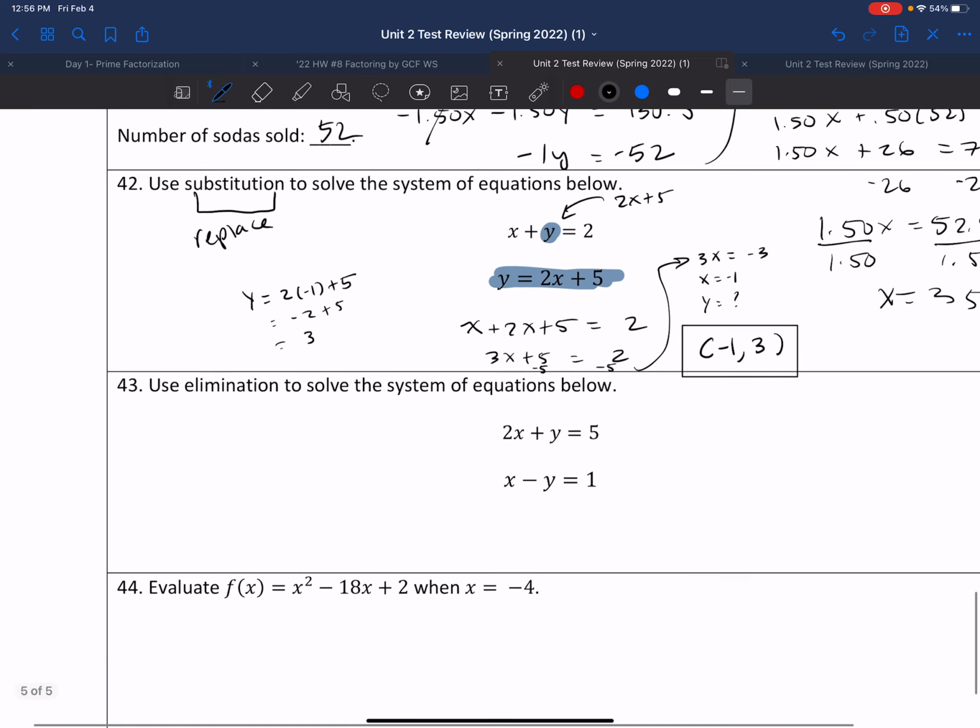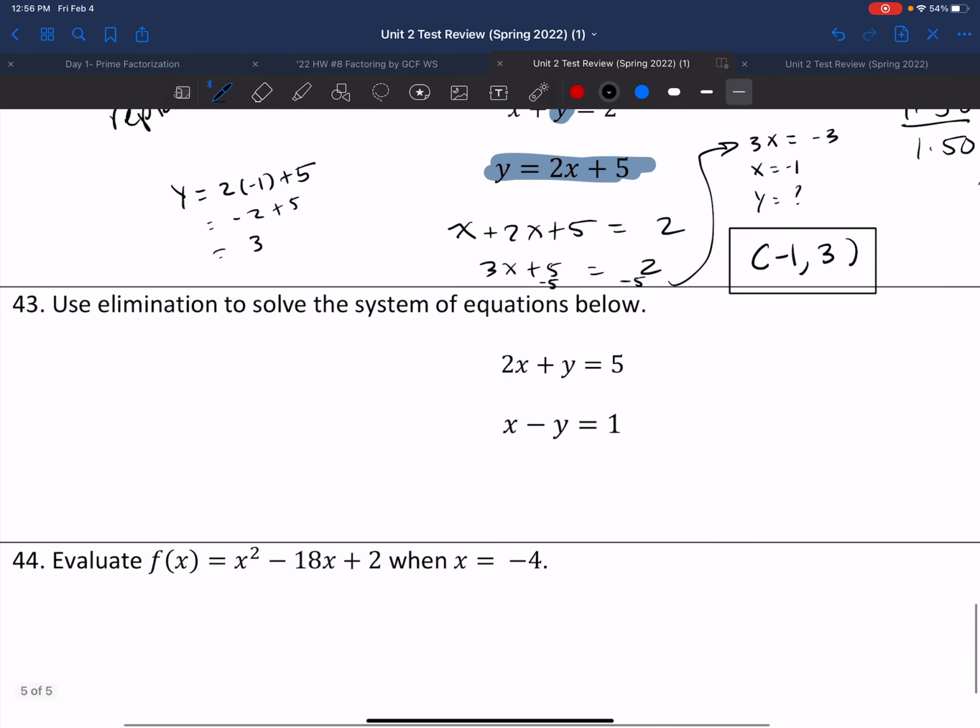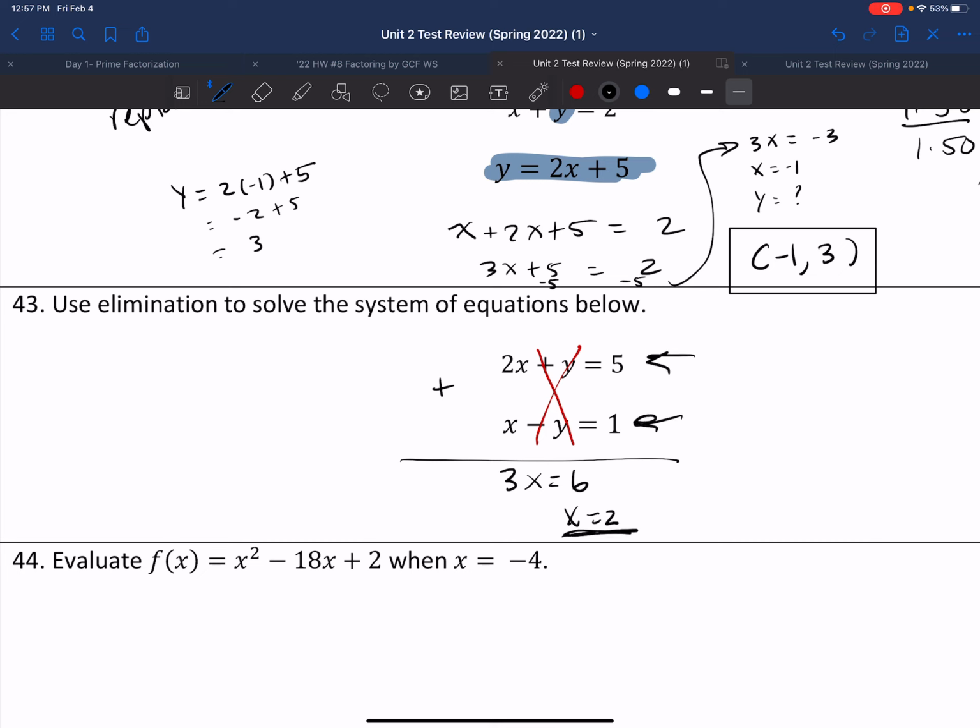So now, 43, it says use elimination to solve the system of equations below. I'm going to go ahead and eliminate. What's the easiest thing that I can eliminate? This y, these y's, right? These can go away. So now what am I left with? Well, 2x plus x is 3x, and then 5 plus 1 is just 6. So x is equal to 2, and since I know x is equal to 2, I can use this equation or this equation to figure out my other variable or value, which is y.